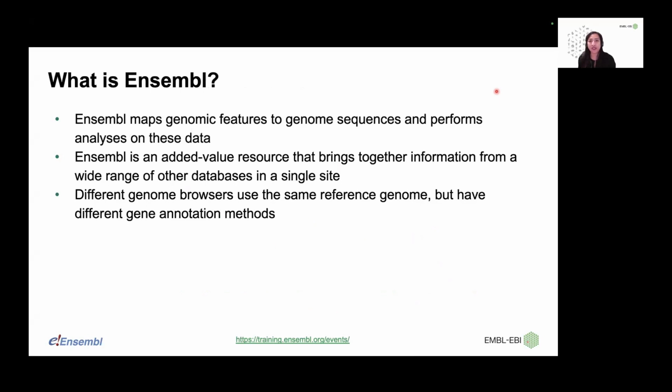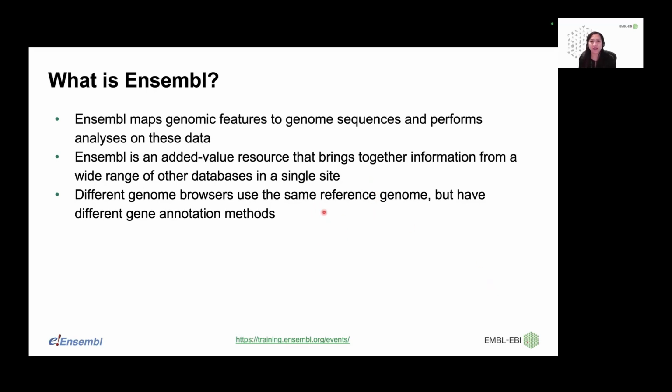Ensembl, in particular, maps genomic regions to genome sequences that are publicly available. And what we do is we perform our own analyses to the data. Ensembl is also what we call an added value resource. So an added value resource just brings together information from a wide range of other databases into a single site. So it makes it a bit easier for you to find information about, for example, a gene.